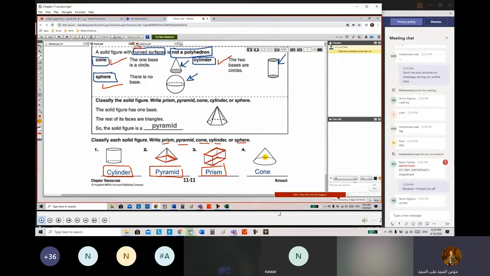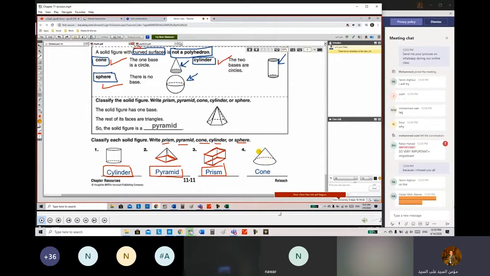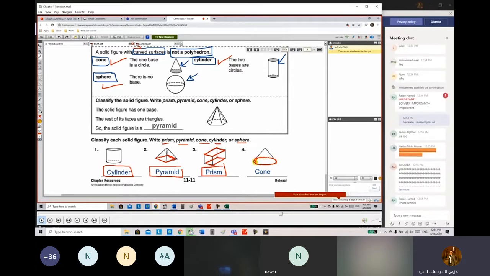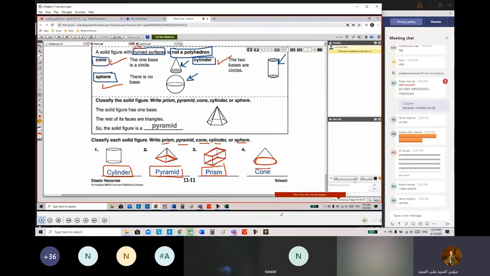The next one, we have only one base in the shape of a circle. So it will be a cone, like your ice cream. Okay, let's move to the next page.